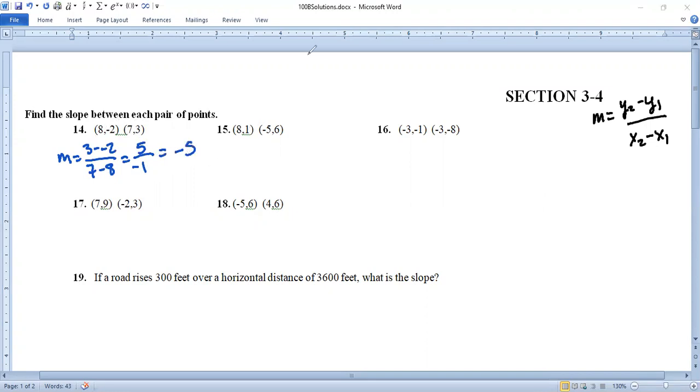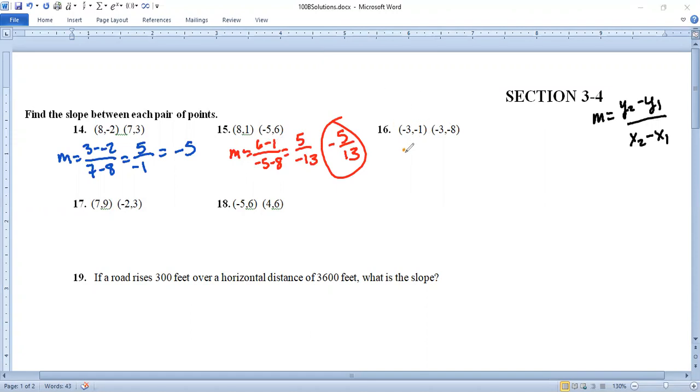Great. Number 15. Slope is 6 minus 1. We took 6 minus 1, so we do negative 5 minus 8, and that was 5 over negative 13. Does that simplify at all? Nope, just a negative 5/13. All righty. Next one, number 16.